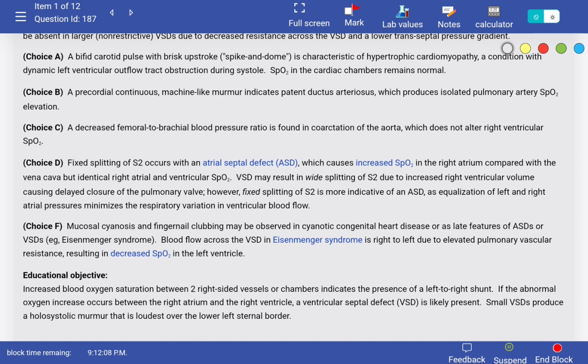Small VSDs produce hollow systolic murmur. Point to be noted: small VSDs, right? Okay. That is loudest at the lower left sternal border. That is LLSB. LLSB, right?